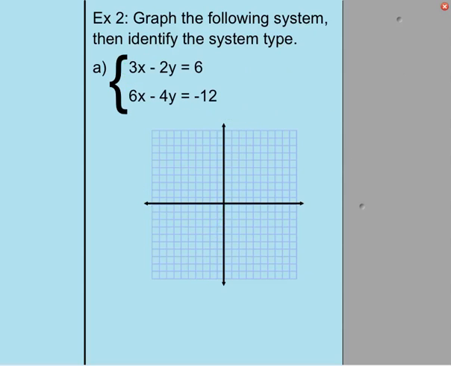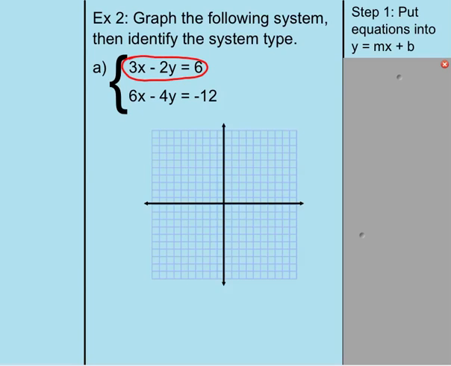Last example. Step 1, we need to rewrite these equations in slope-intercept form. Or, if you like graphing using intercepts, these are in standard form, and glancing over them, they would both be easy to graph using intercepts. So I'm actually going to remind you of that instead. I will graph this as my red line, and then this one will be my purple line. So I'm going to start by finding the intercepts of my red line.